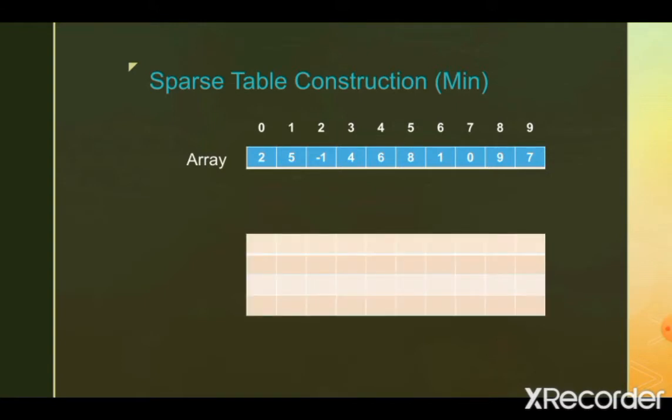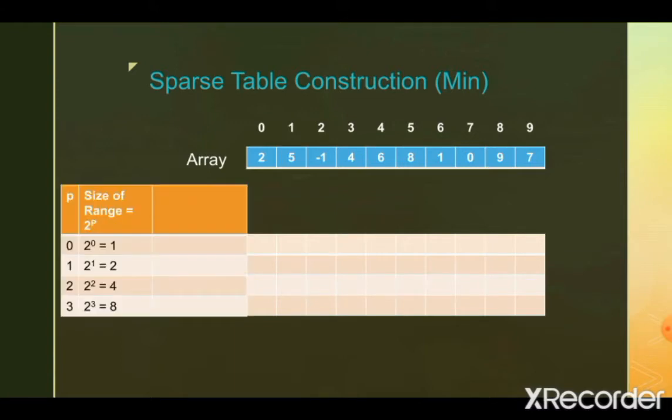Now a sparse table is a matrix kind of data. You can visualize it as a matrix or two-dimensional array kind of data structure. Now, how many rows and how many columns does it contain? We are going to see that.